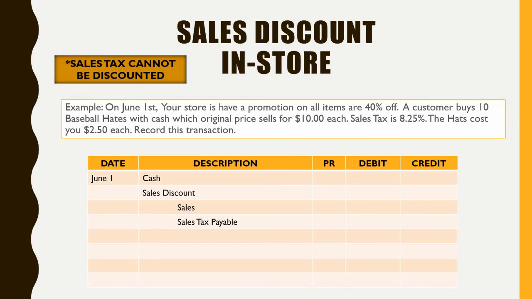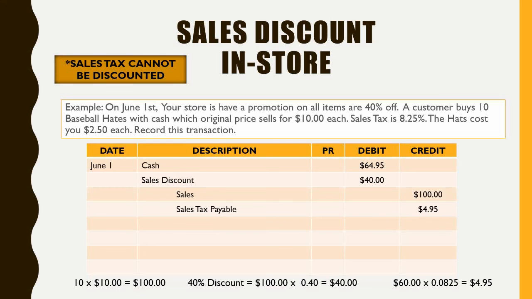How much tax are we going to be calculating? $4.95. So in grand total, how much cash should we be receiving? $64.95. So there you go. We calculated $100 as our original sales price. We discounted it by $40, bringing our amount to $60. We multiply it by the tax to get $4.95, which gives us a total cash of $64.95.